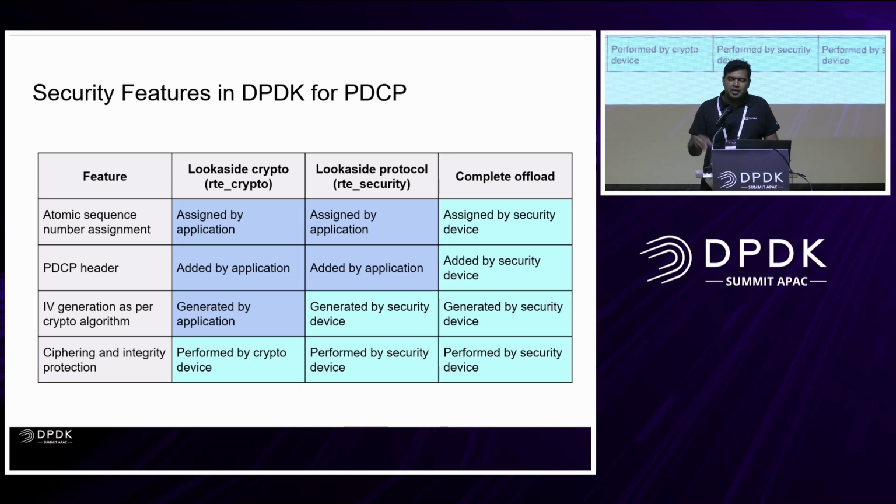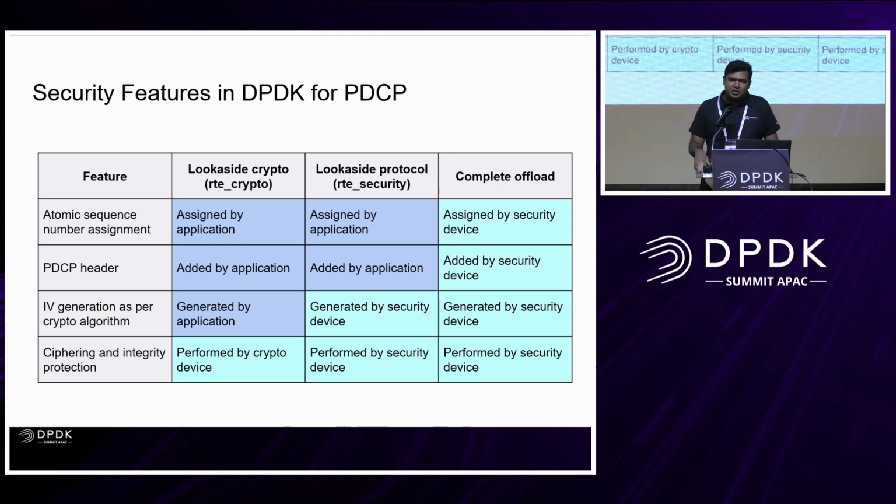Going to the IV generation. The IV, or the initialization vector, is a fundamental building block for the cryptographic operation. The IV is unique per packet, and it has to be constructed taking into account the 32-bit sequence number also. In case of look-aside crypto, where you're offloading just the crypto operations, the IV generation also is the responsibility of the application. In case of look-aside protocol for PDCP, the IV can be generated by the security device. Again, in the complete offload case, it can be fully done by the device.